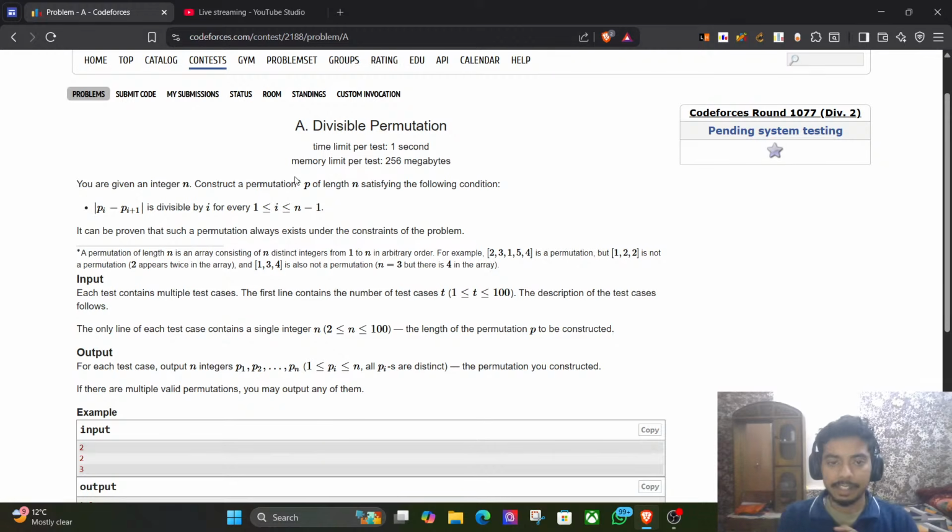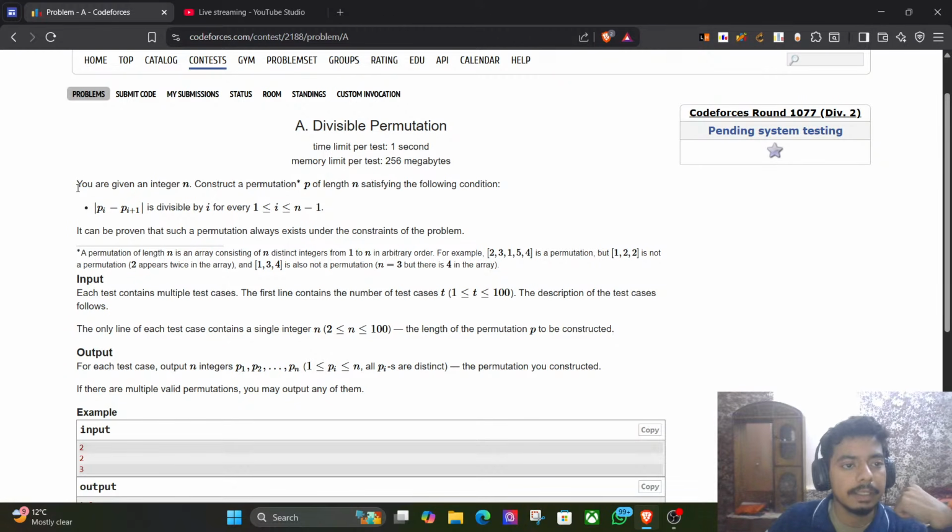So let's start with the post contest discussion. No problem. We are going to solve up to E. Okay. So in today's problem, I'm going with division 2 first. So this was the first problem of division 2.